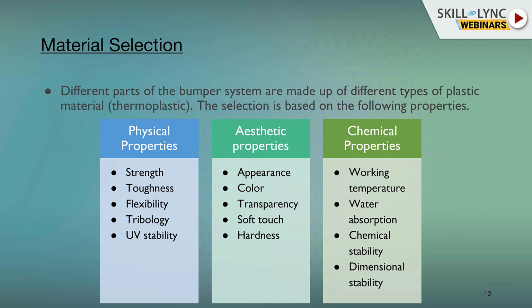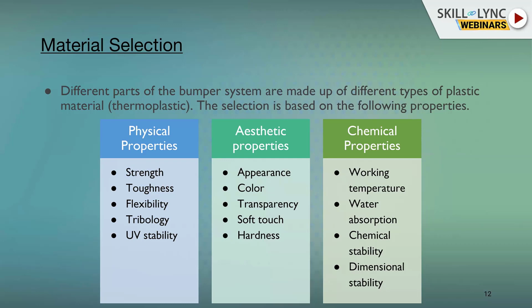Typically, the properties are divided into physical properties, aesthetic properties, and chemical properties. In physical properties, we have strength, toughness, flexibility, tribology, and UV stability. In aesthetic properties, we have appearance, color, transparency, soft touch, and hardness. And chemical properties include working temperature, water absorption, chemical stability, and dimensional stability.